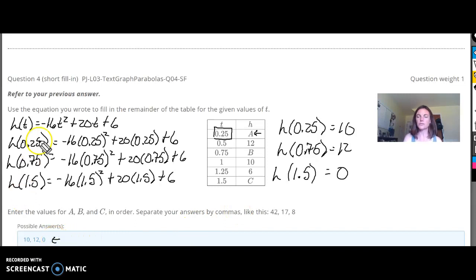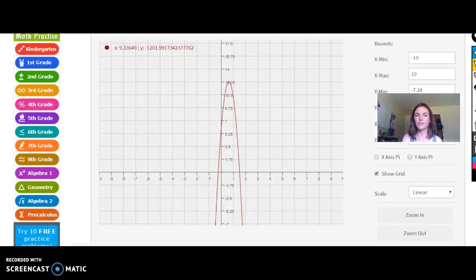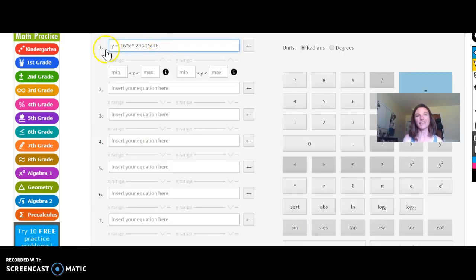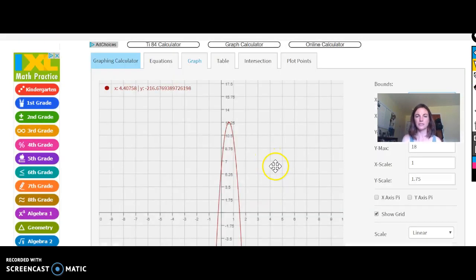But I want to show you something really quickly. I think it's really cool. I'm going to just go over to this screen here. I've used something called MetaCalculator. I like it. It's a great graphing tool. All I did was I had to use y and x instead of h and t, but I just plugged in that equation and then I scrolled down and hit graph. And this is what I ended up with.